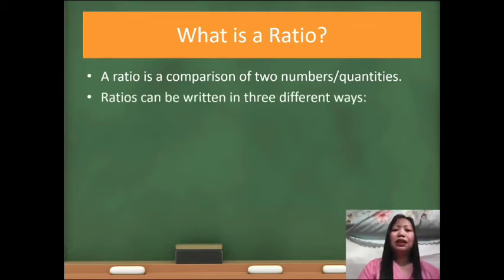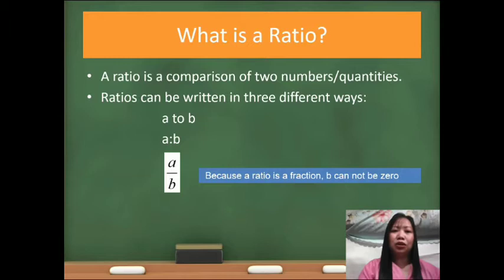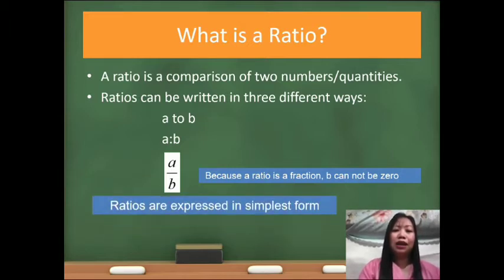Ratios can be written in three different ways. The first one is the word form, like this one, A to B. The second one is the colon form. If we read this one, it is also A is to B. And the last one is the fraction form, A over B. Because a ratio is a fraction, B cannot be equal to 0. And ratios must be expressed in simplest form, like what we did in our warm-up.